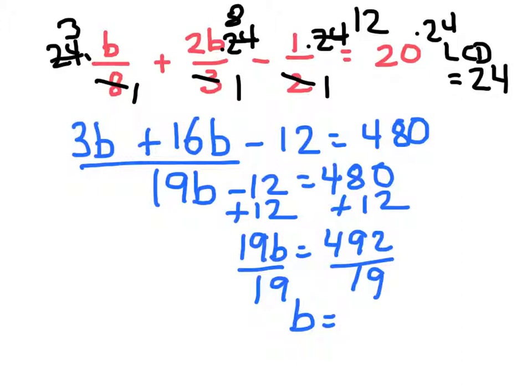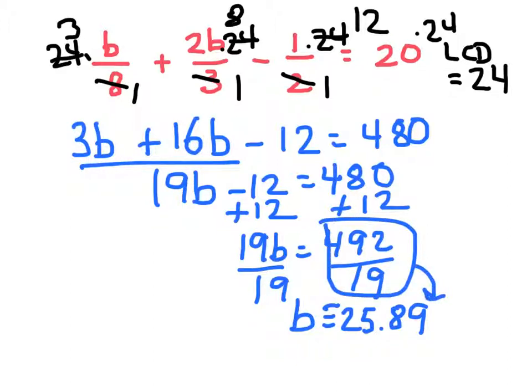You could leave that the way it is, but why don't we simplify that? Let's put the decimal answer. 492 divided by 19. So I get 25.89 approximately, if I go to the nearest hundredth. All right, so this answer is fine if you want to leave it like that, or you can give a decimal approximation.